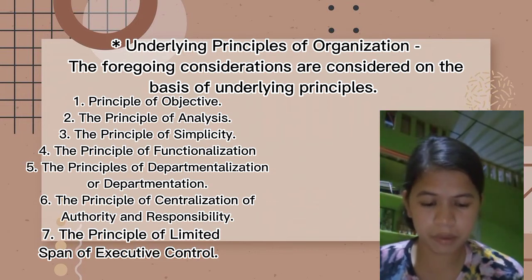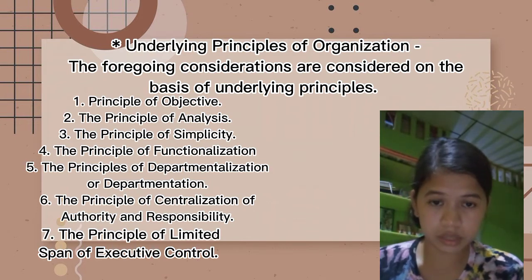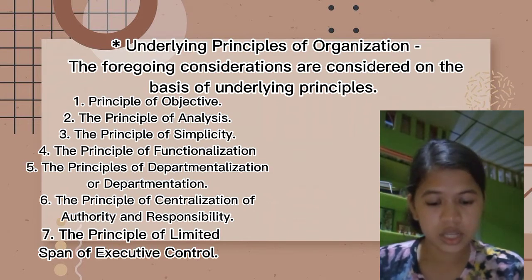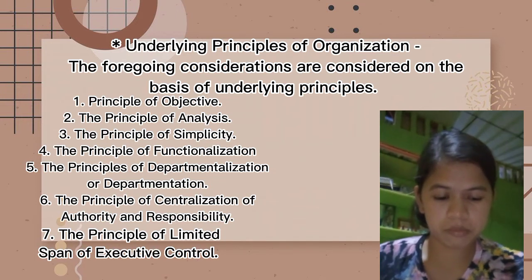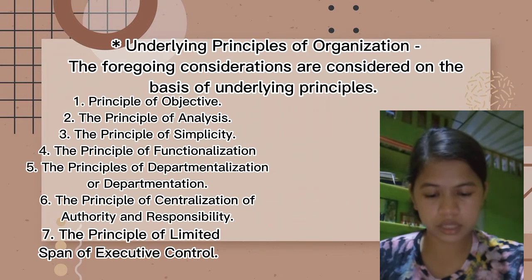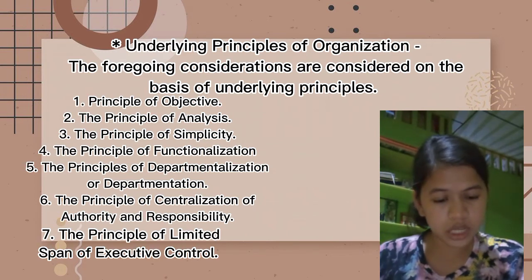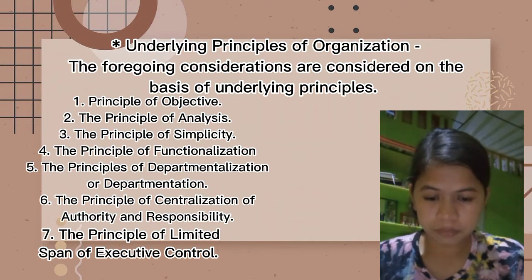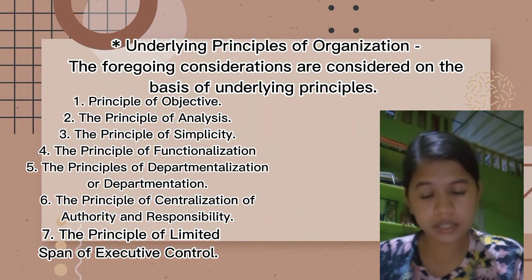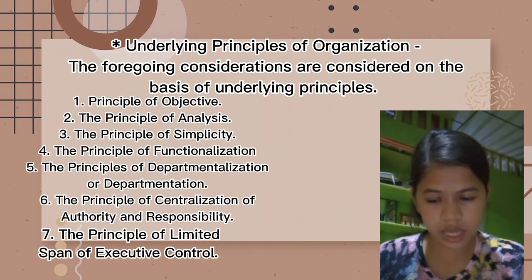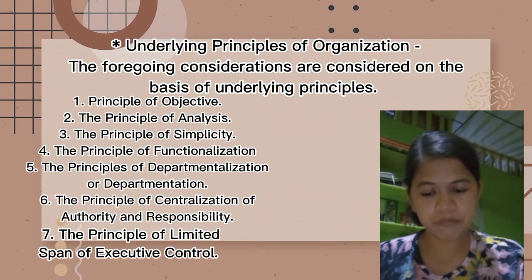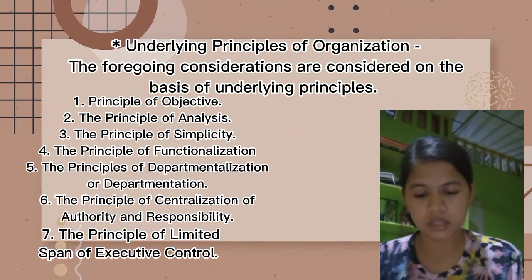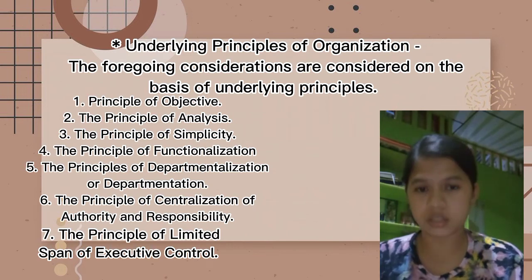The principle of departmentalization or departmentation. In a big organization, the scope of operation can be broad, thus necessitating departmentation to achieve a smoother flow of operation. Sixth, the principle of centralization of authority and responsibility. There should be centralized executive control in the army and sometimes in the government. This is known as command authority.